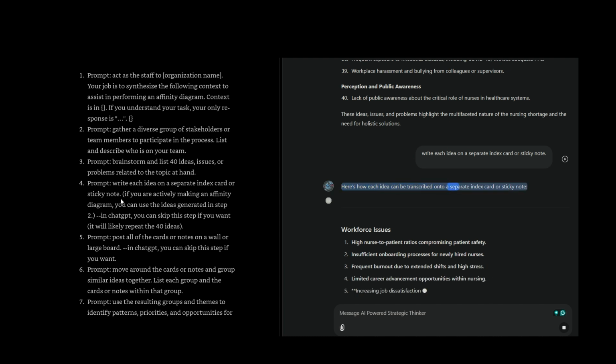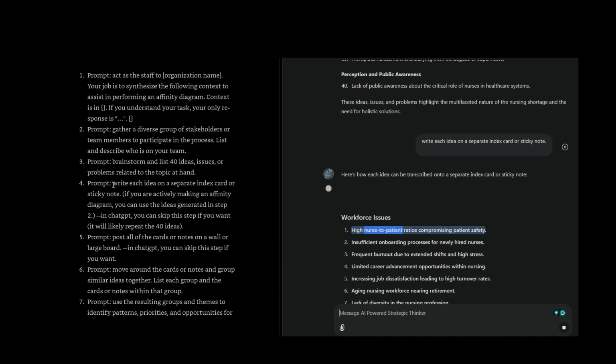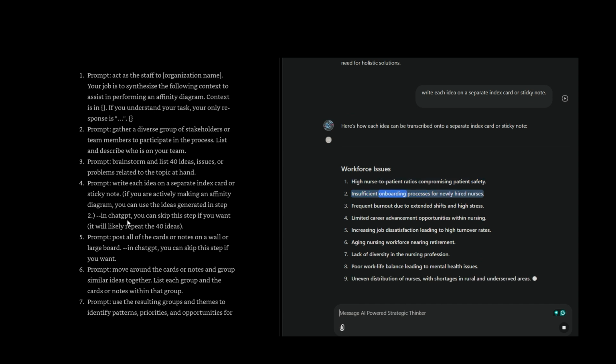Here's how each idea can be transcribed onto a separate index card or sticky note. Workforce issues: high nurse-to-patient ratios compromising patient safety. Insufficient onboarding processes for newly hired nurses. Frequent burnout due to extended shifts and high stress.